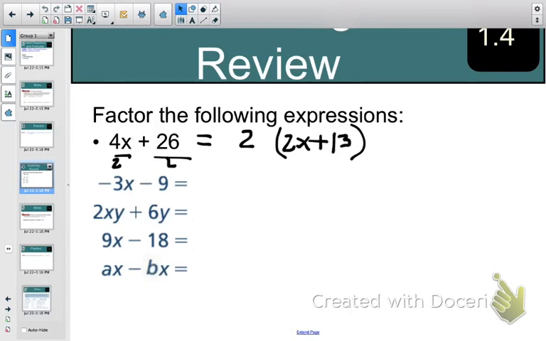So remember, factoring is like undistributing. So if you were to distribute this through, 2 times 2x gives us our 4x. 2 times 13 gives us 26. So you can always check your factoring by distributing the GCF back through.